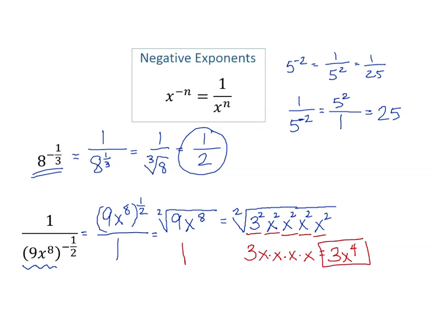Now again, if you had to have it in radical form, there's nothing wrong with this answer. But if it says completely simplify, then this answer is completely simplified. Because we took the square root of 9 and we took the square root of x to the 8th.